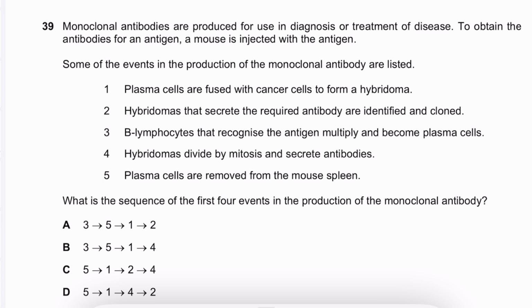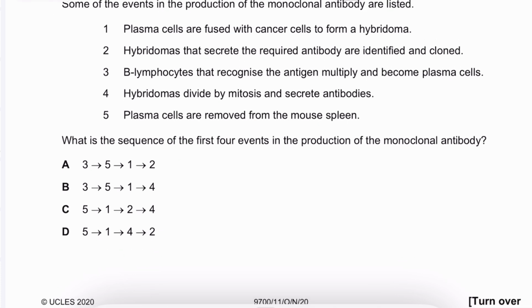Monoclonal antibodies are produced for use in diagnosis or treatment of disease. To obtain the antibodies for an antigen, a mouse is injected with an antigen. Some of the events in the production of monoclonal antibodies are listed. So first, the mouse is injected with an antigen. After that, the mouse carries out an immune response and produces plasma cells. These plasma cells are taken from the mouse by removing its spleen, so that's 5. After we take the mouse's spleen, we get the plasma cells and fuse them with cancer cells, which are melanoma cells, to produce hybridoma cells.